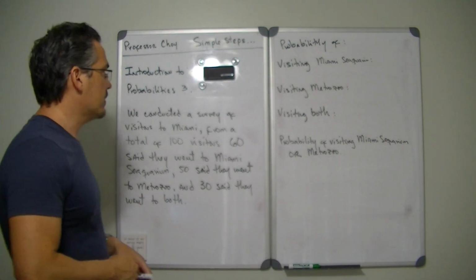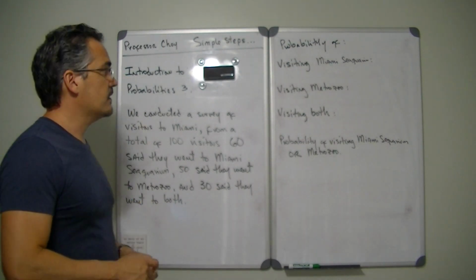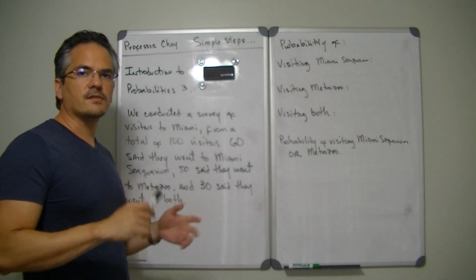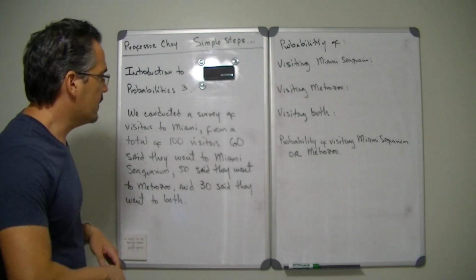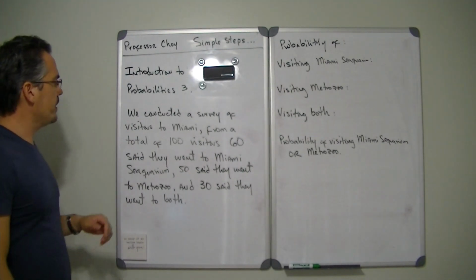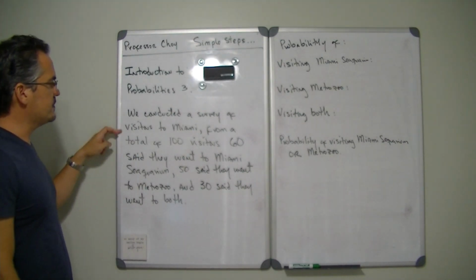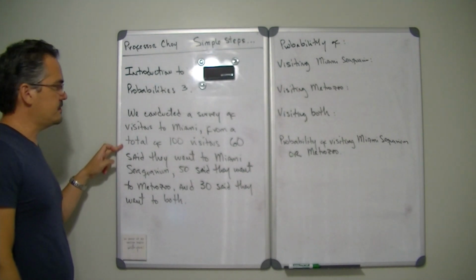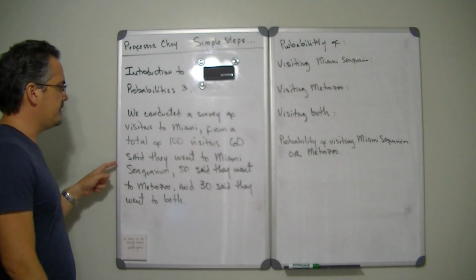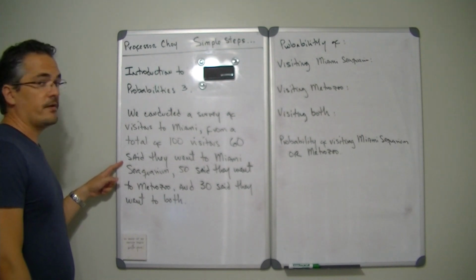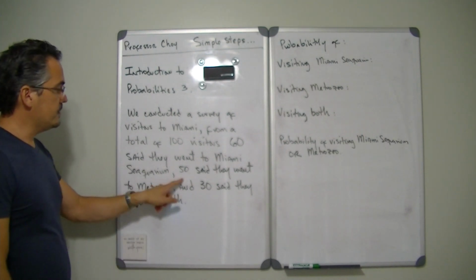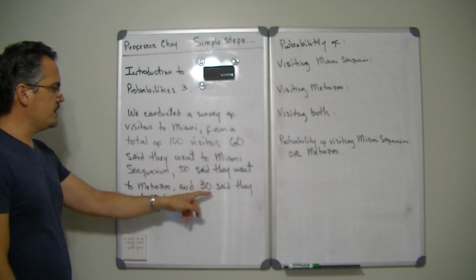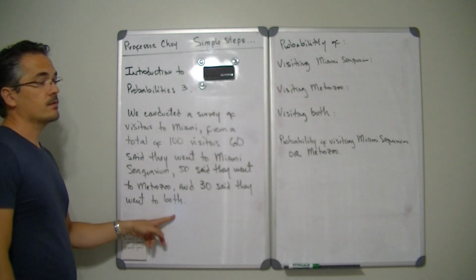Today we're going to continue our conversation about how to calculate probabilities, and today we're going to be calculating a fairly quick and simple probability. So imagine that we conducted a survey of visitors to Miami. From a total of 100 visitors that we have, 60 of them said that they went to the Miami Seaquarium, 50 of them said that they went to Metro Zoo, and 30 of them said that they went to both.